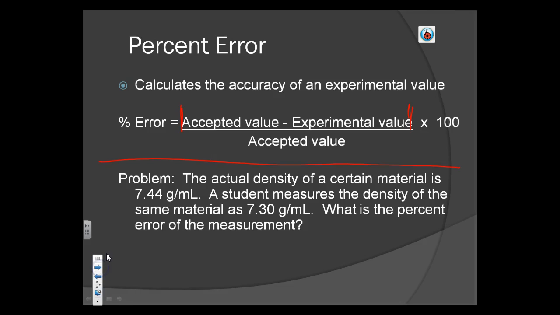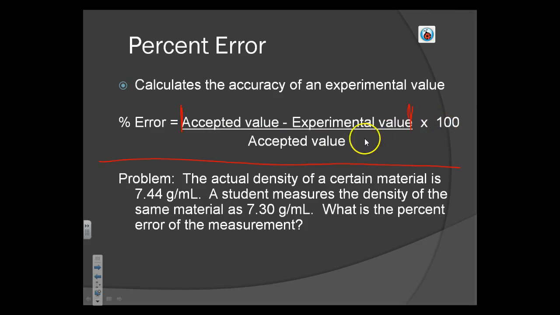Last but not least is how we can calculate the accuracy of an experimental value to tell us how close we were to what we were trying to get, to our target. And this is done through percent error. Percent error is accepted value minus experimental value, and you take the absolute value of that number, so no negative numbers there. And you divide that difference by the accepted value, and then multiply that entire answer by 100 to make it a percent.